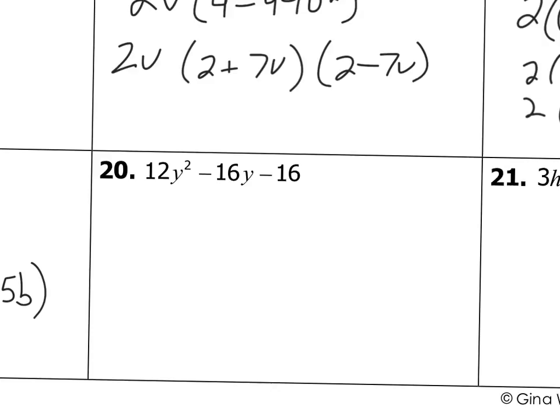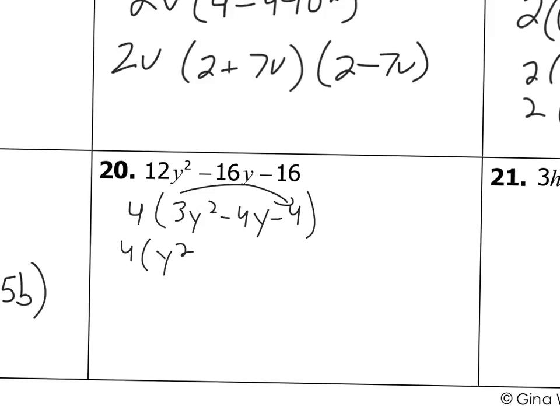All right, next one. So 12y squared minus 16y minus 16. First factor, greatest common factor out. Looks like the greatest common factor would be 4 of this. We could take out a 4, and that would leave us with 3y squared minus 4y minus 4. Okay, and now we'll do the slip and slide. So we slip the 3 over to the 4, and that'll leave us with y squared minus 4y minus 12.